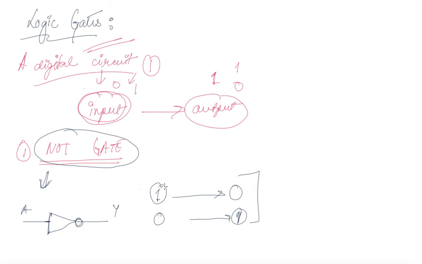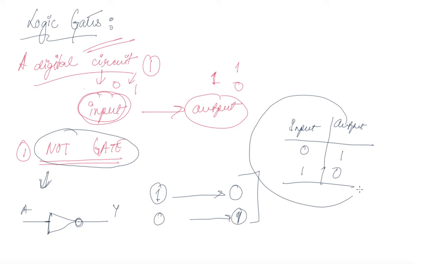And if you look at the truth table, with input and output: if the input is 0, then the output is 1. If the input is 1, then the output is 0. So this is the basic truth table of your NOT gate.